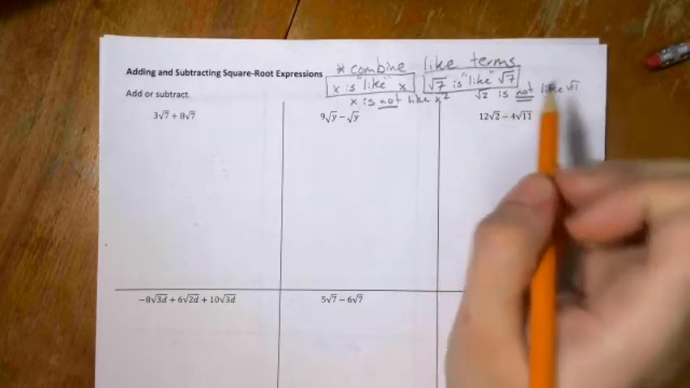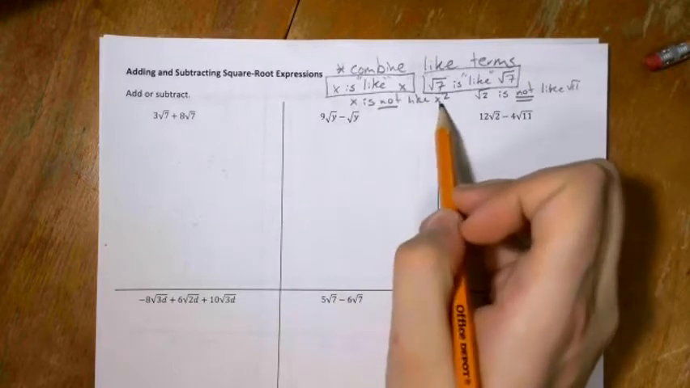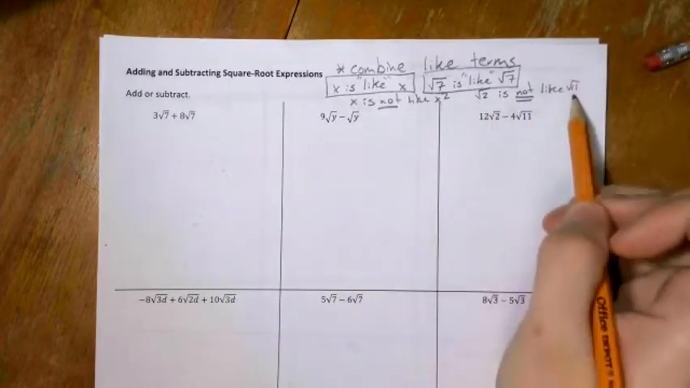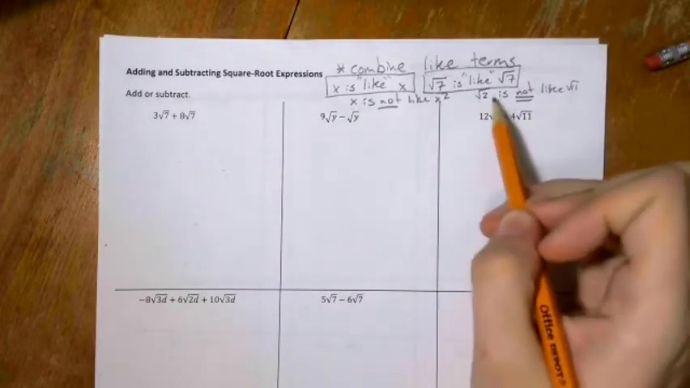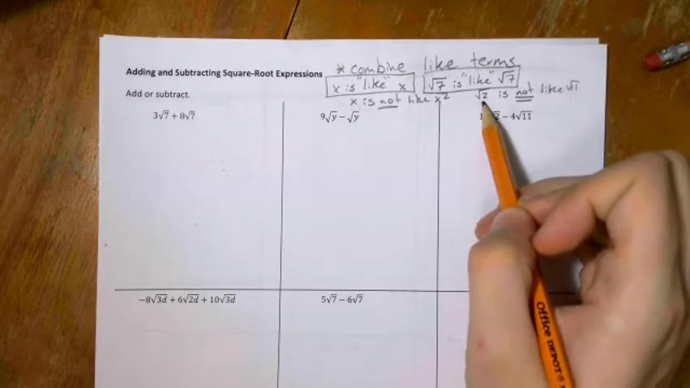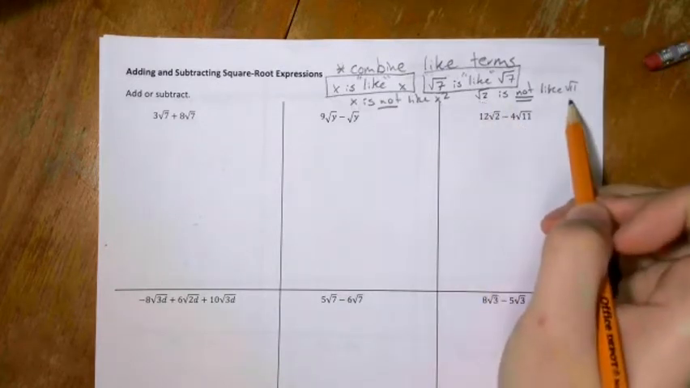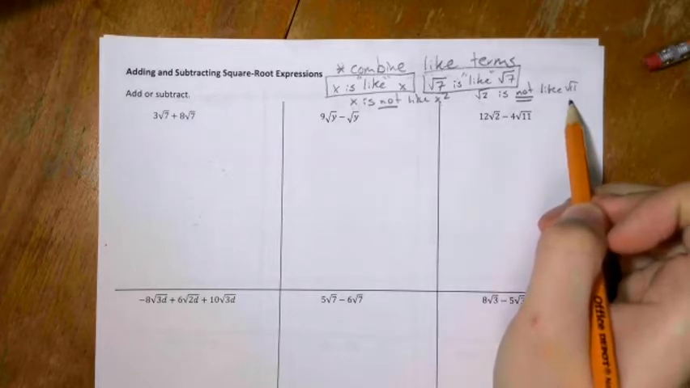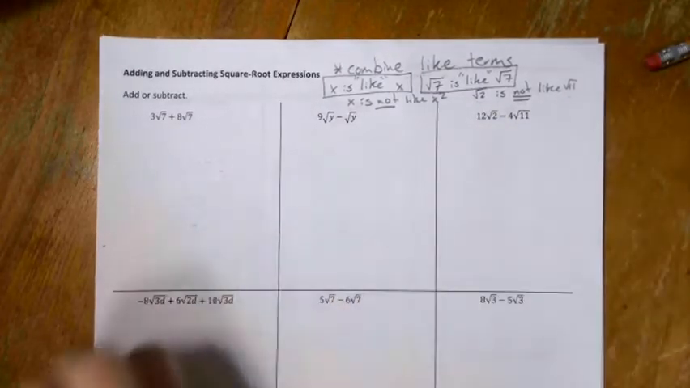Things that are not alike are if they have different exponents, so x is not like x squared, or if the radical is different itself. So like square root of 2 is not like square root of 11. And we kind of know that, right? We know that square root of 2 is going to be some value between 1 and 2, and the square root of 11 is going to be somewhere between 3 and 4 because it's between 9 and 16. So we know that those two things are not alike.